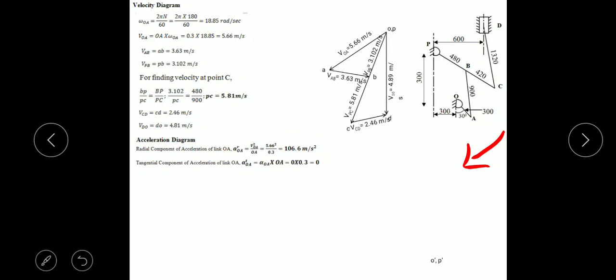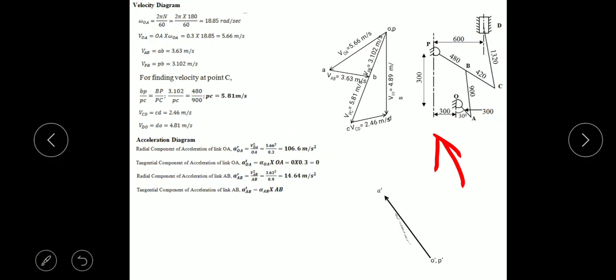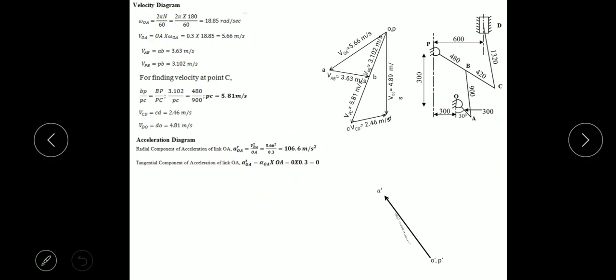So the radial acceleration will act in the parallel direction towards OA, towards the fixed point. Here you can see that this is the parallel direction and this will be the fixed point direction. So I am drawing the value OA with endpoint A dash, because there is no tangential acceleration. This can be the final value.